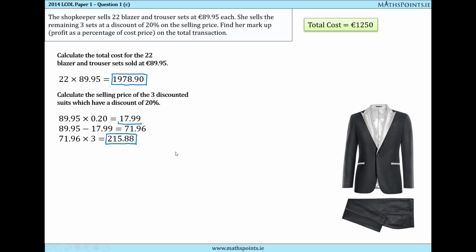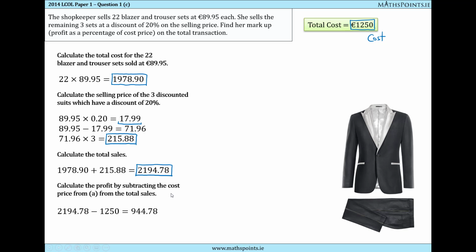So how will we find the total profit? Well, first of all, we need to find the total sales that he made. So we need to add the full price ones to the discounted ones. And when we do that, we get that his total amount of sales was €2,194.78. We already know that he purchased them for €1,250. That was his cost price. And so if we want to find the profit, we're going to subtract the cost price from the sales to figure out that he made a total profit of €944.78.